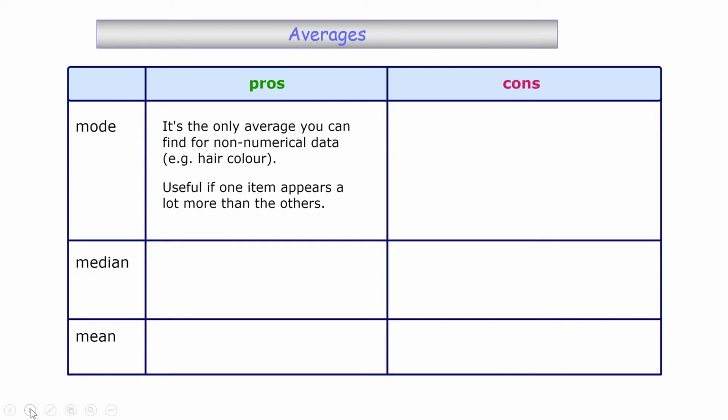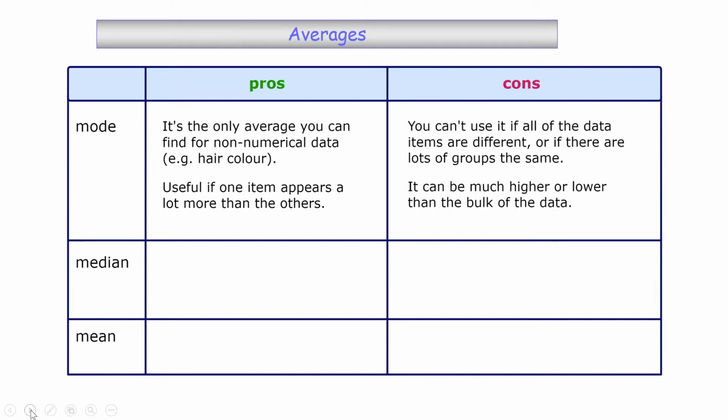It's also useful, and only useful really, if one item appears a lot more than the others, or if you have got more than one item of the data. Disadvantage then is you can't use it if all the data items are different or if there are lots of groups the same. And it can be much higher or lower than the bulk of the data.